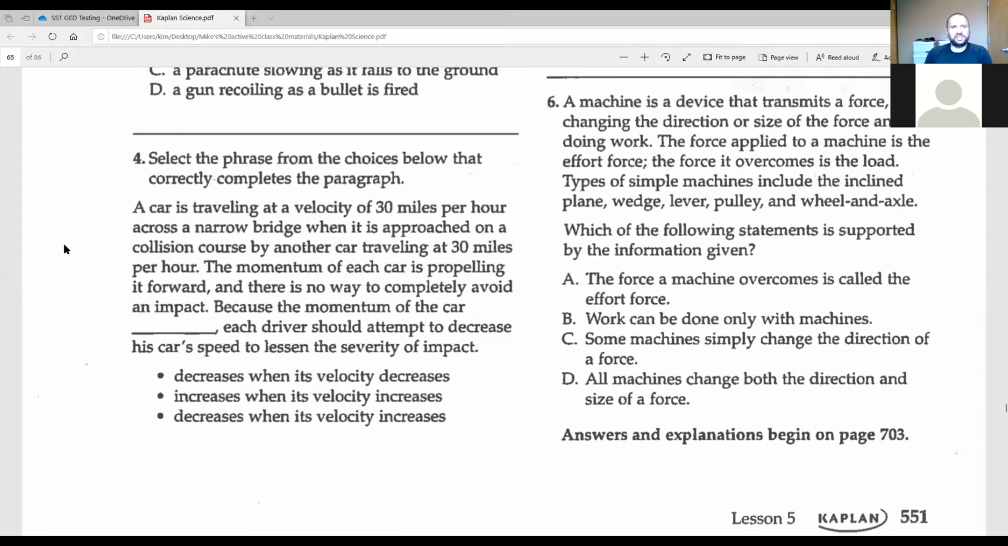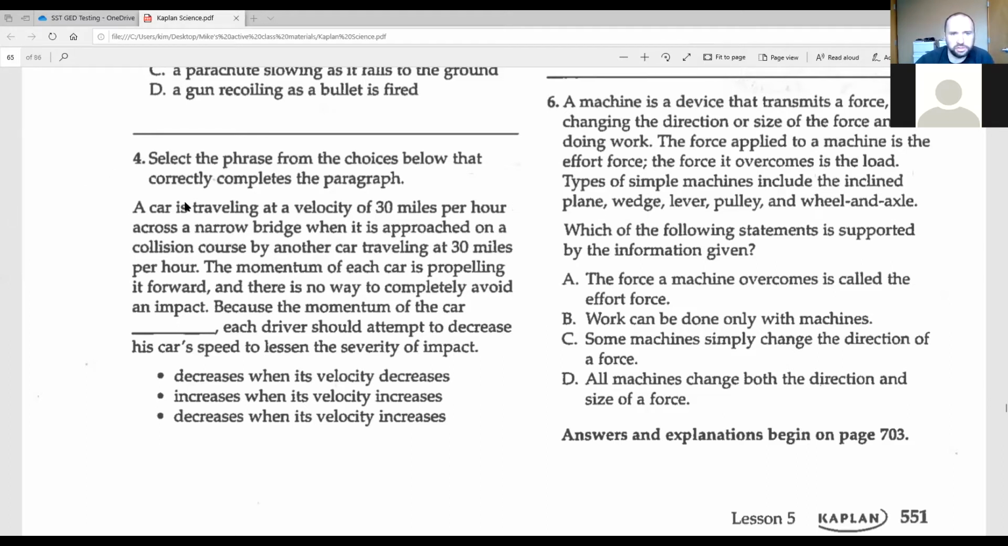Number 4 says, select the phrase from the choices below that correctly completes the statement. If we look down at the bottom, here are our 3 choices: decreases when its velocity decreases, increases when its velocity increases, or decreases when its velocity increases. So let's read the paragraph and see what fill in the blank they're looking for.